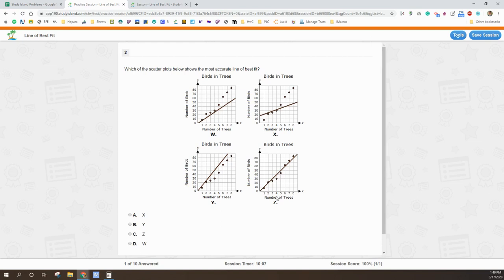Z, this is a much better line of best fit. Notice that there are 4 data points on each side of the line, and they're spread out throughout the length of the line. Some of them on this part of the graph are above, but there's also one down here that's above it. There's one down here that's below, and then later along the line. So Z is definitely the best line of best fit for this set of problems.